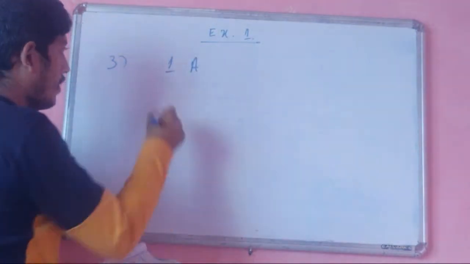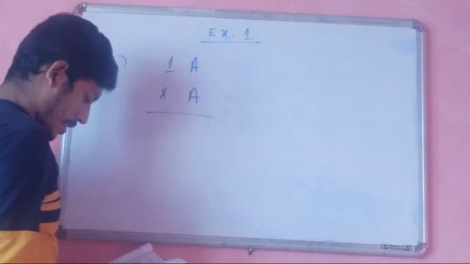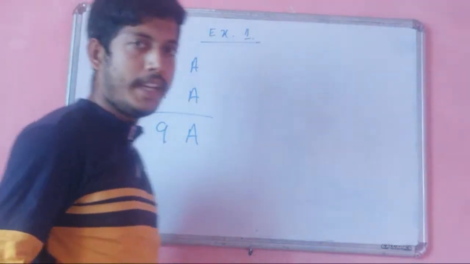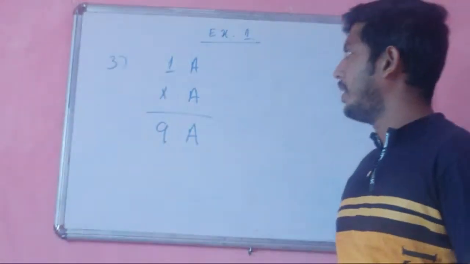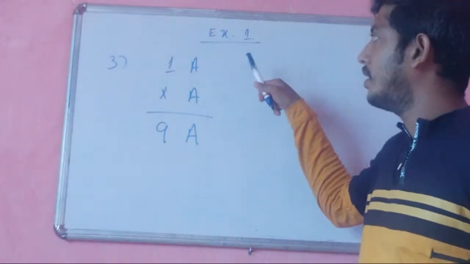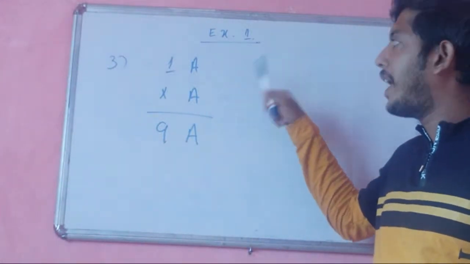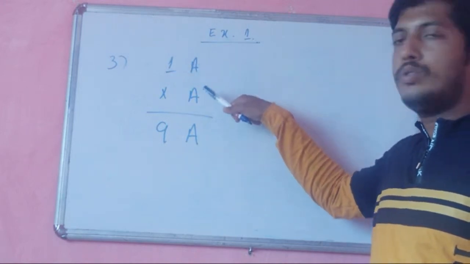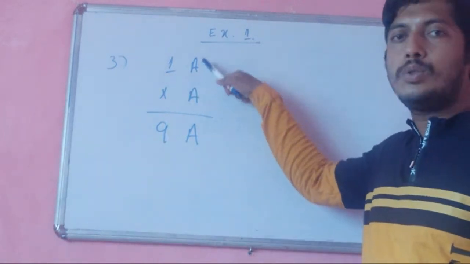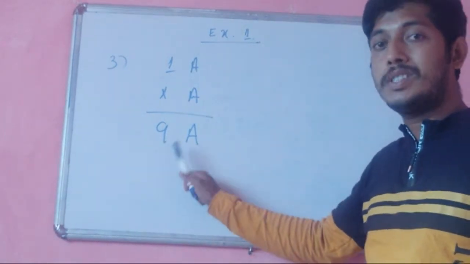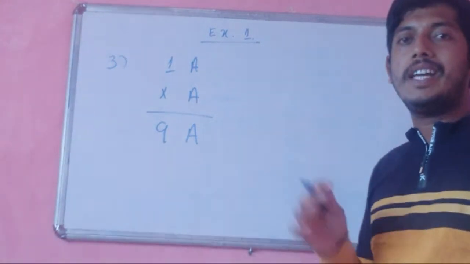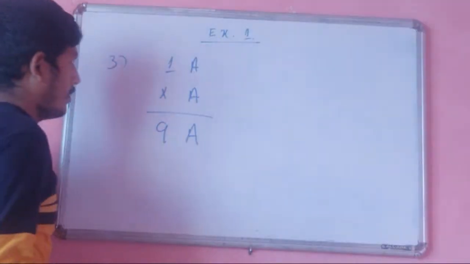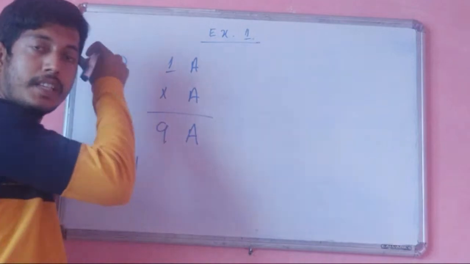1A into A, that gives 9A. So that means we have to find out a numerical value for A, and the same value we have to multiply to the 2-digit number, and we must get a 2-digit value such that the unit place is again A. Okay, we'll search that.